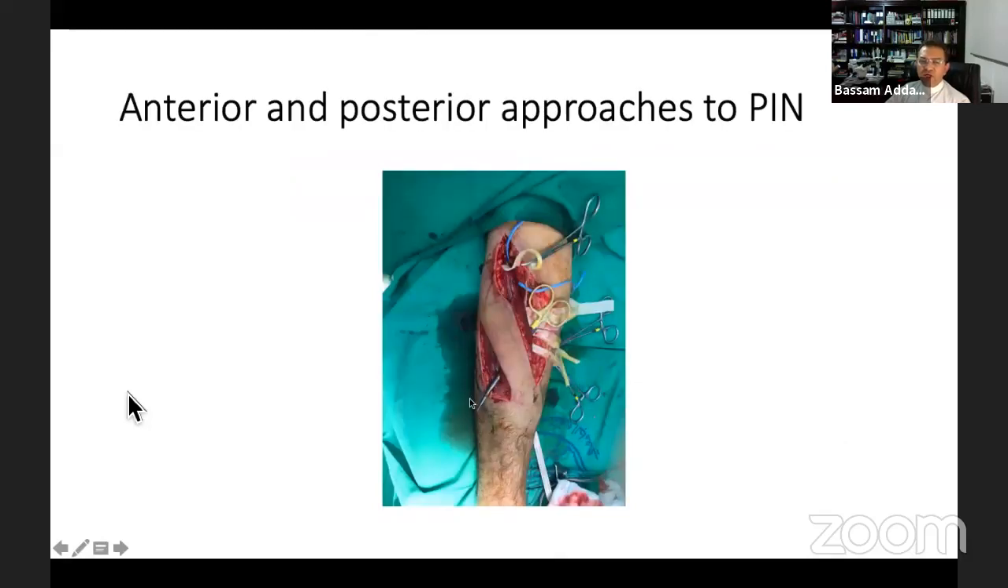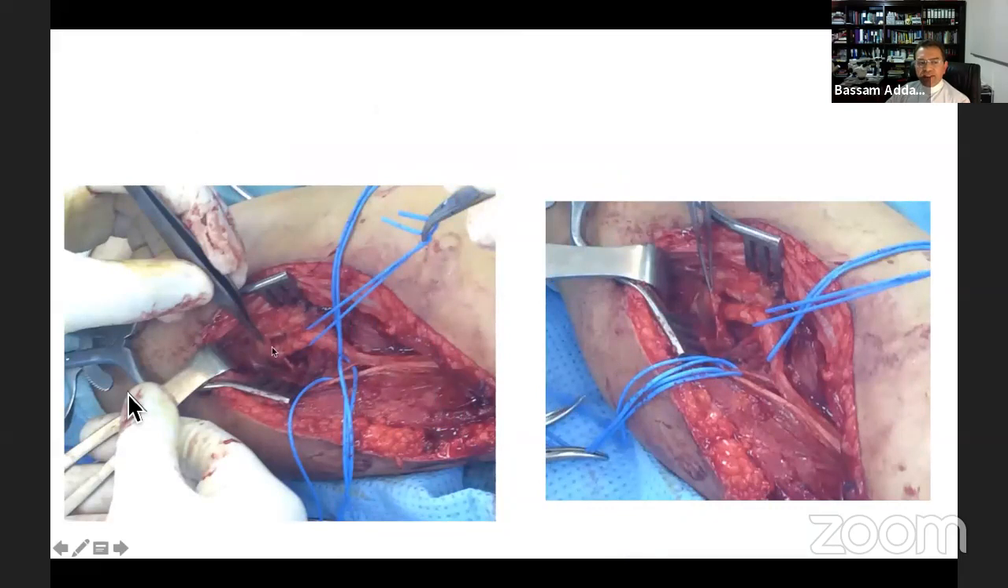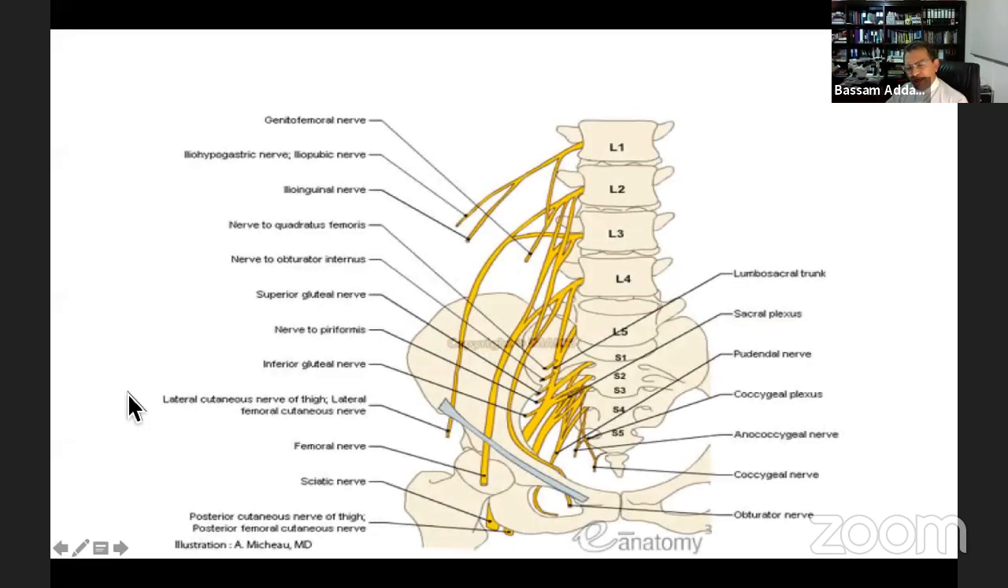And there are so many ways to do this. And this is a case where a big lipoma was found by the MRI. Neuralgia paresthetica is probably the most common lower limb entrapment that I encounter, and it's very frustrating to treat surgically. Luckily enough, 90% of the cases will improve on conservative treatment.